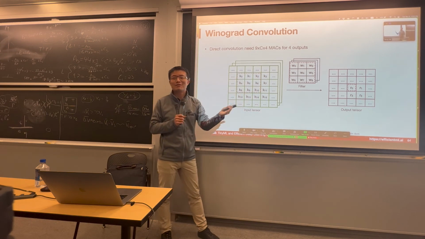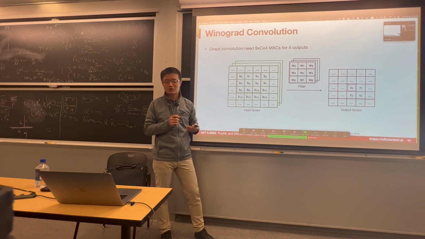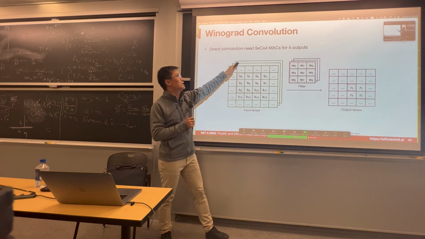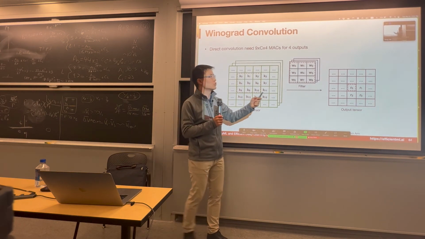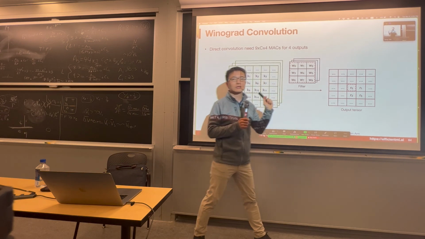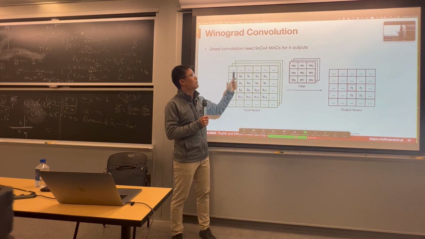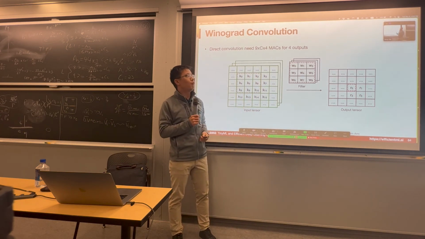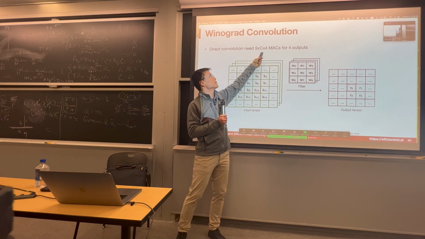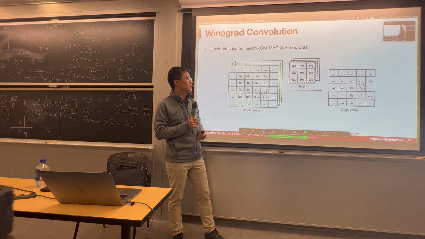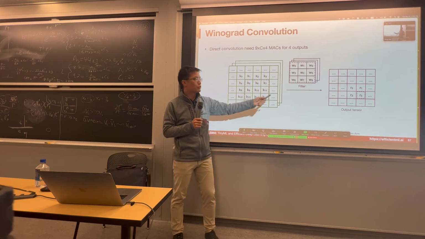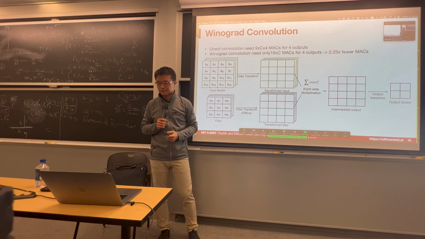9C MACs. MACs is more accurate since it's not necessarily floating point. So we need 9C MACs if we want to produce only one output. But if we are going to produce 4 outputs, that requires 36C operations. We have to move the window 4 times in order to produce 4 outputs.